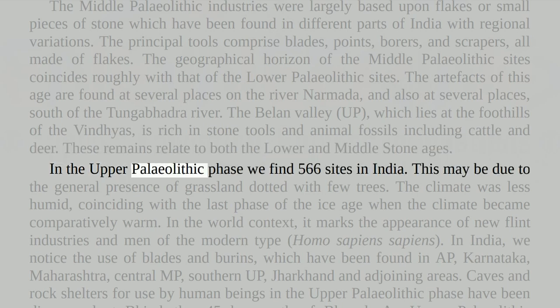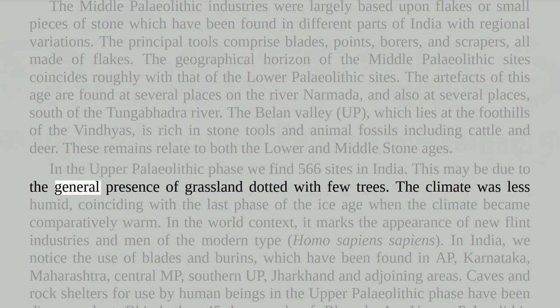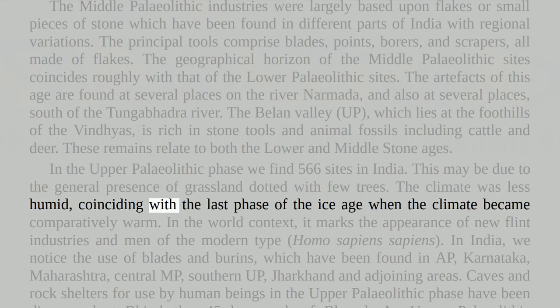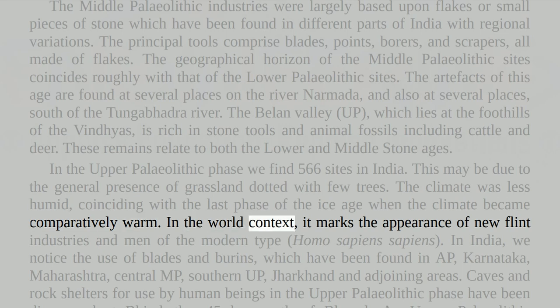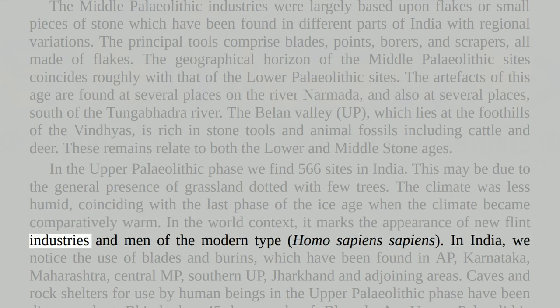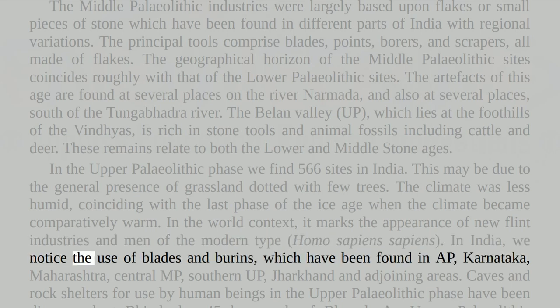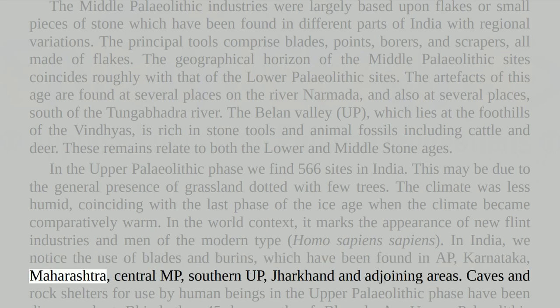In the Upper Paleolithic phase, we find 566 sites in India. This may be due to the general presence of grassland dotted with few trees. The climate was less humid, coinciding with the last phase of the Ice Age when the climate became comparatively warm. In the world context, it marks the appearance of new flint industries and men of the modern type, Homo sapiens sapiens. In India, we notice the use of blades and burins, which have been found in AP, Karnataka, Maharashtra, Central MP, Southern UP, Jharkhand and adjoining areas.